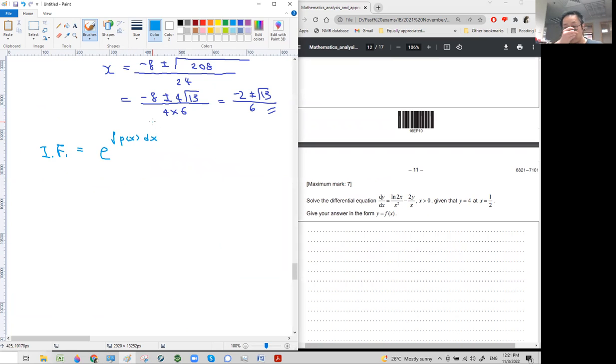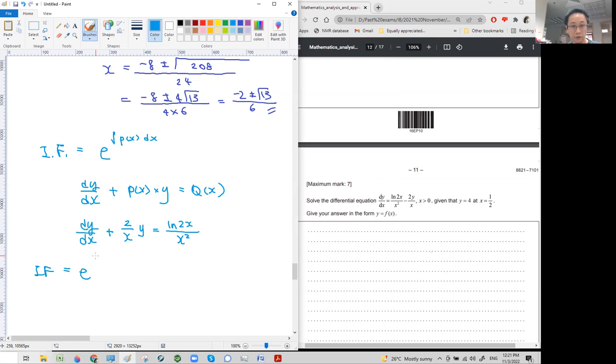But of course, what is p of x? First of all, you have to rearrange the equation into this form plus p of x times y equals q of x. So for the current question, what you can do is move the -2y/x to the left-hand side, making it positive. And I'll write it like this so that I can more easily identify what p of x is. Meanwhile, ln 2x over x squared is left on the right-hand side. So here the IF is e to the integral of 2/x dx. So this is e to the 2 ln x. And if we use log rules, then you can show that this equals x squared.